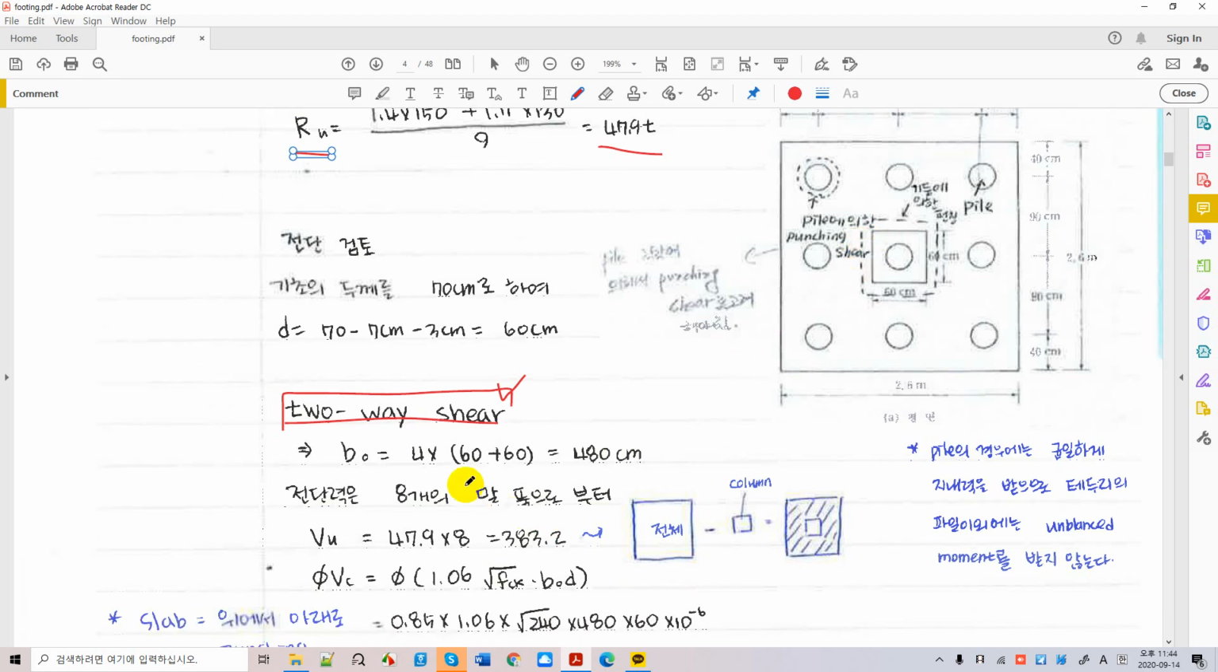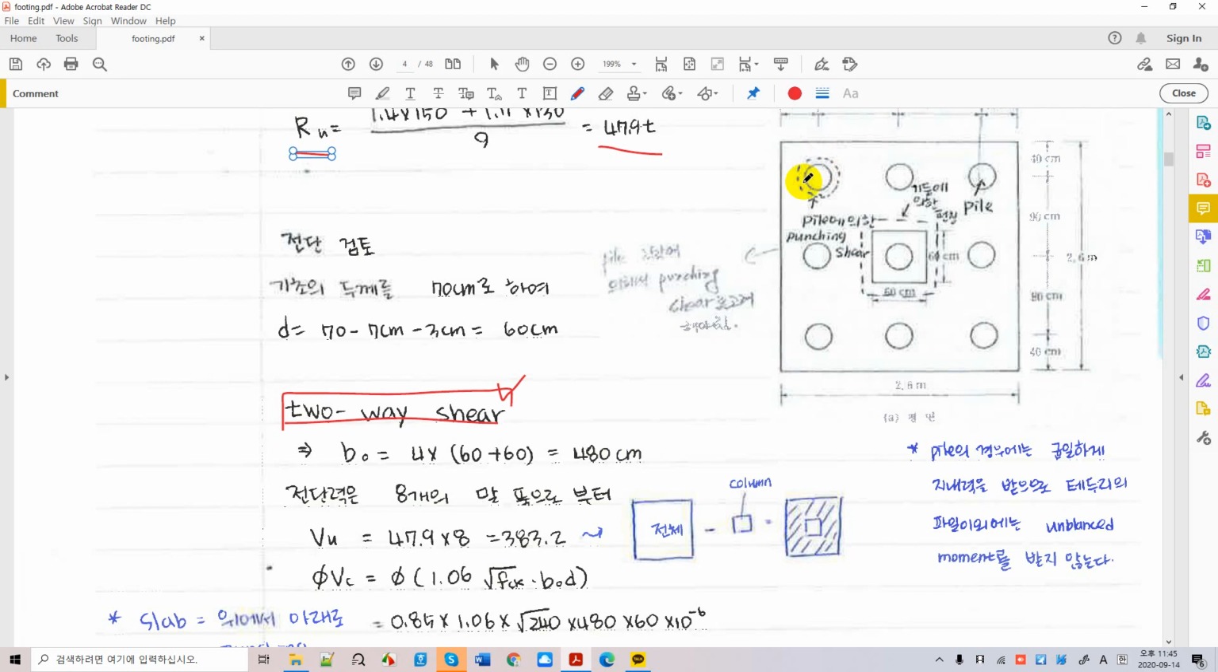Okay, so b0, the summation of the failure perimeter or critical perimeter, is nothing more than 60. This is 60, and this is 30 plus d over 2. This is 30 plus d over 2. So we have 60 plus 6 times 4 sides, and we end up with 80 centimeters here. Okay, and we have a punching shear outside of the critical perimeter.